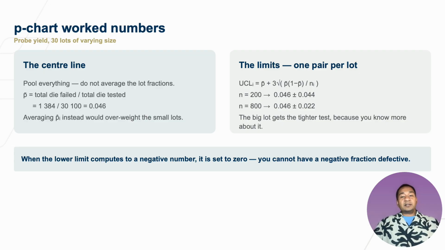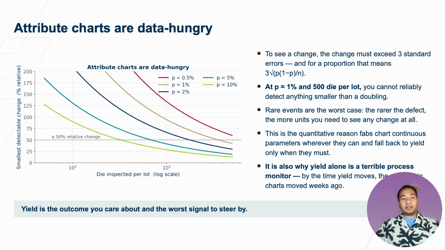At n equals 200, the limit is 0.046 plus or minus 0.044. At n equals 800, it is 0.046 plus or minus 0.022. A big lot gets a test twice as tight. And when the lower limit computes negative, which happens constantly at low defect rates, you set it to 0. You cannot have a negative fraction defective. That is not a fudge; it is the binomial being asymmetric near 0, which is also a hint that a normal approximation is strained.